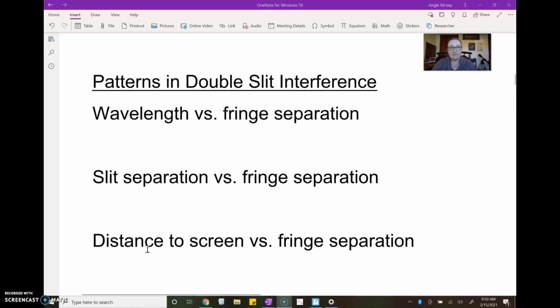Okay, so let's first take a look at the patterns from our activity during asynchronous class. All right, so I asked you to do a qualitative observation on the first part of the experiment, and then I asked you to actually take data and confirm your observations with a graph. This will help us in the derivation of our quantitative relationship. So let's look qualitatively. So we should have seen the relationship between wavelength and fringe separation to be proportional.